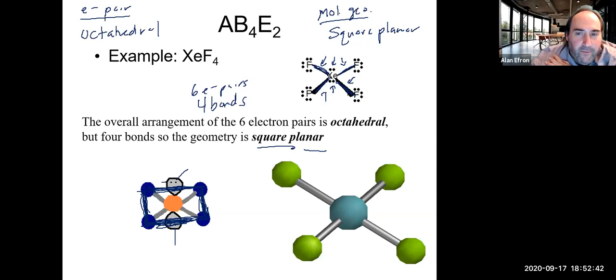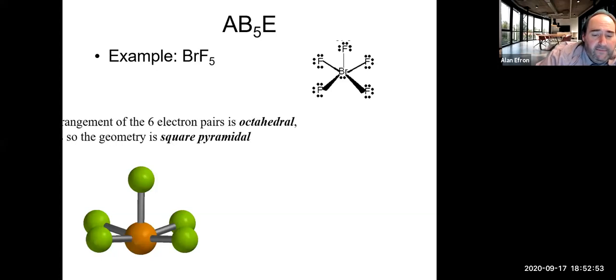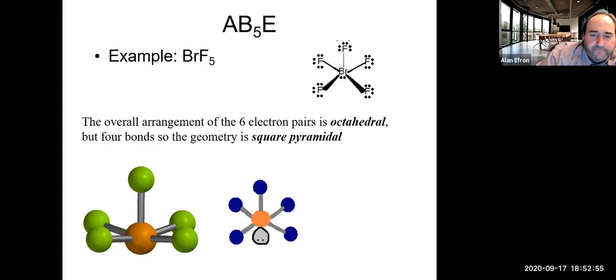And we have, I think, one more geometry to go, also having 6 electron pairs around the central atom. This is going to be something like BrF5. If we do this one here and count it up, 1, 2, 3, 4, 5, and 6 electron pairs. Only 5 bonds happening here. I guess "only" is one way to say that.